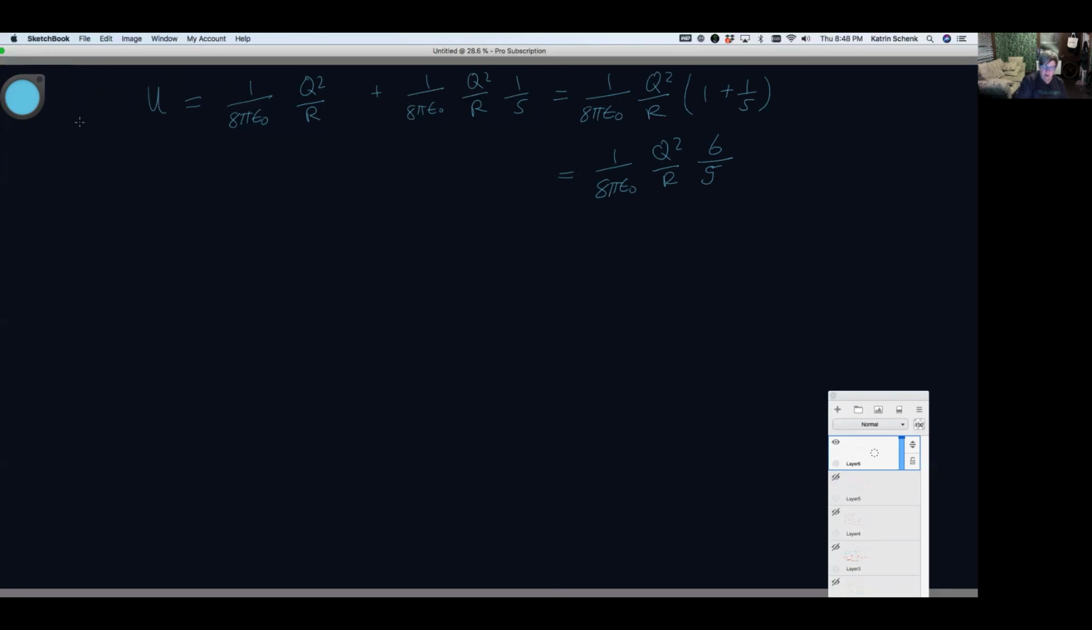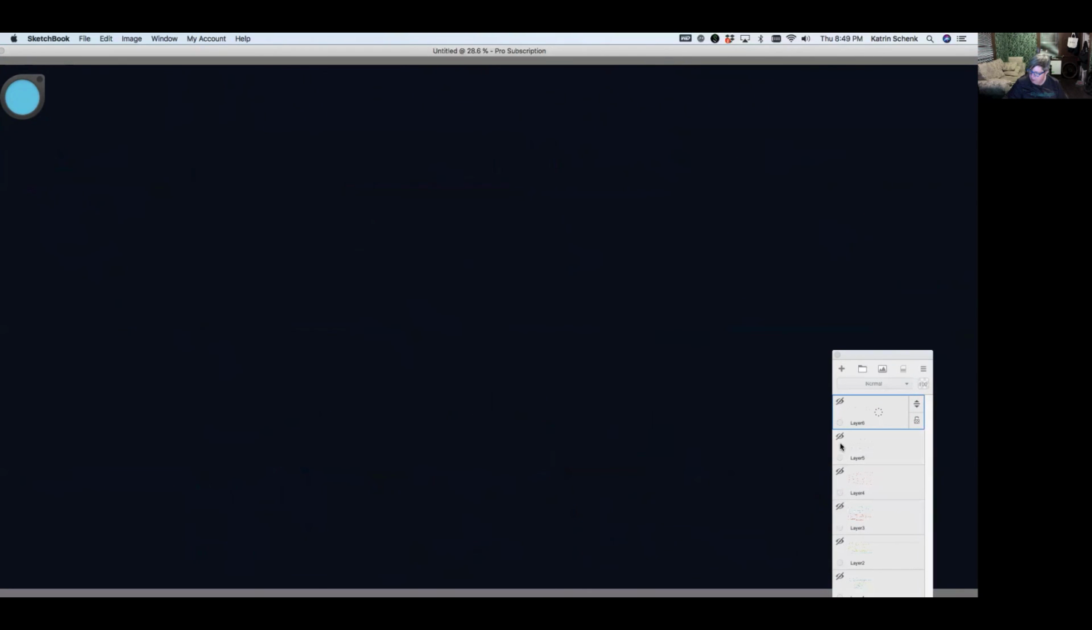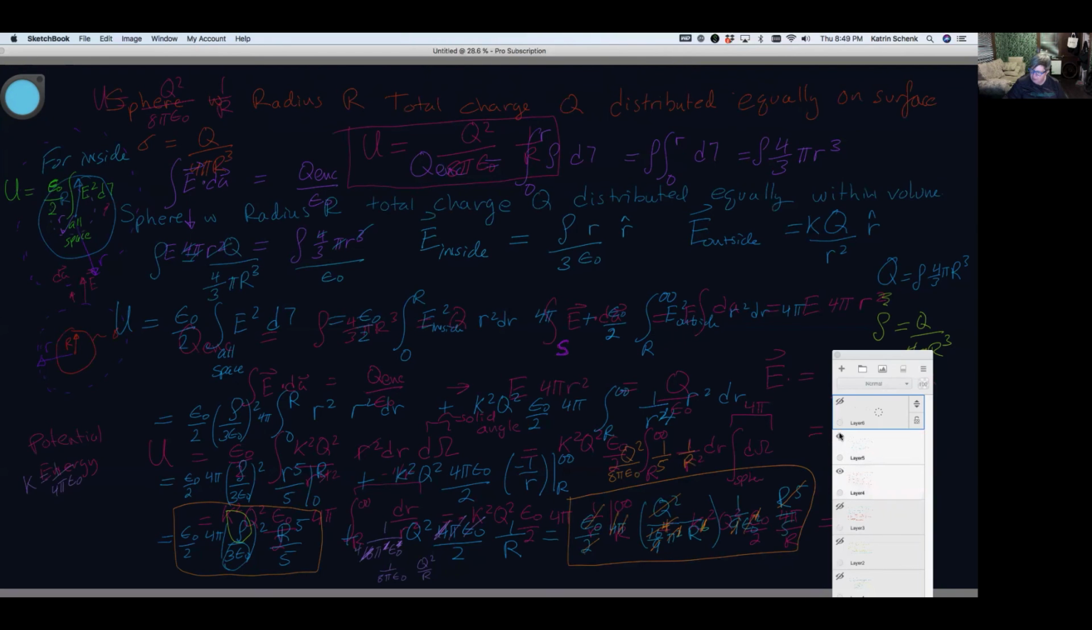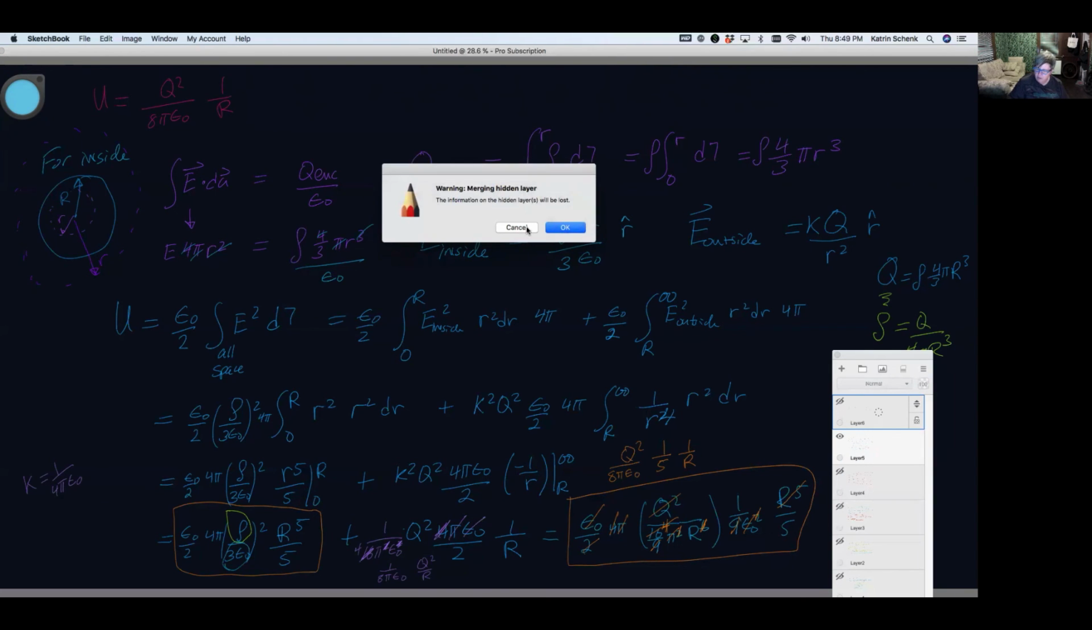Now remember, this is U from the blue sphere. That's the sphere that had a volume charge density rho, uniform volume charge density, right? Let's go back and just remember what the U for the other one was. I think we wrote it down here. Okay, here it is. Let me rewrite it up here.